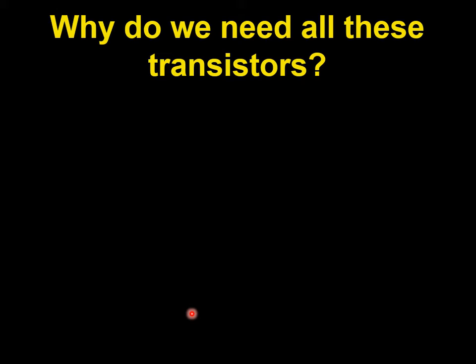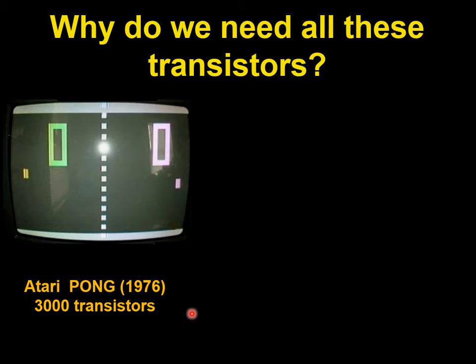Just to give you an example, this is what you do with 3,000 transistors. This was what the consumer electronics could afford in 76. With 3,000 transistors in a microprocessor, you can make a game like Pong. You're probably too young to know about Pong, but there are some vintage games websites where you can play all this stuff. Basically, when I was a kid, I had Pong, okay? You connected it to the TV, you had 2 joysticks, and you could play.